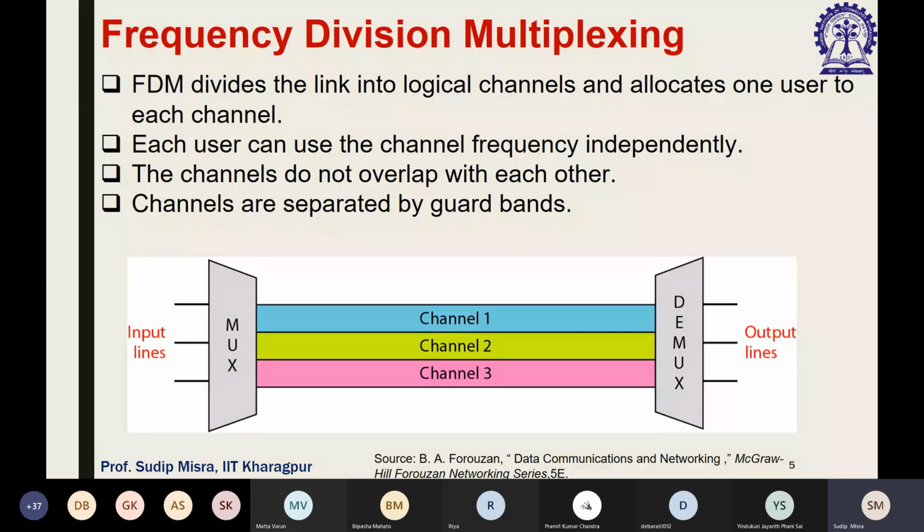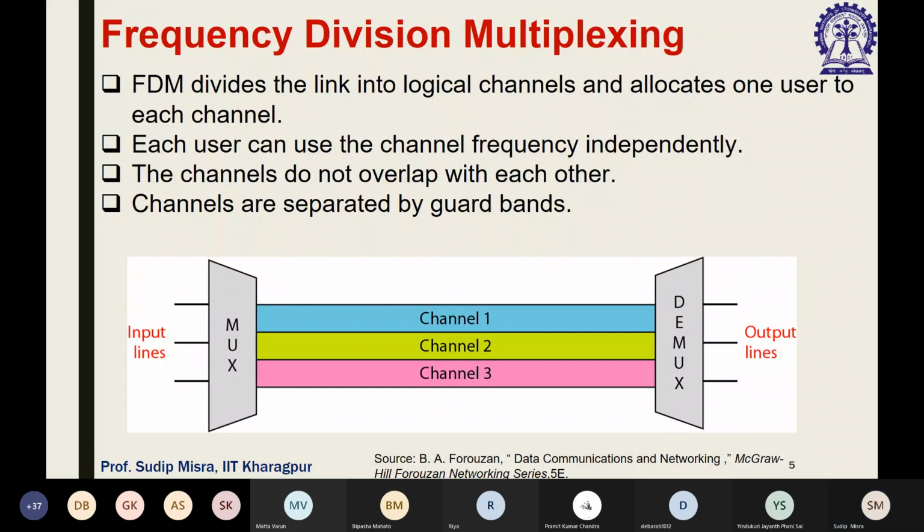Number one is frequency division multiplexing. So n input lines, n output lines, and n channels in between. Frequency division multiplexing basically takes the link and divides it into n channels. These n channels are logical in nature, and each channel can be allocated to a user. So every user is going to be allocated a separate channel.